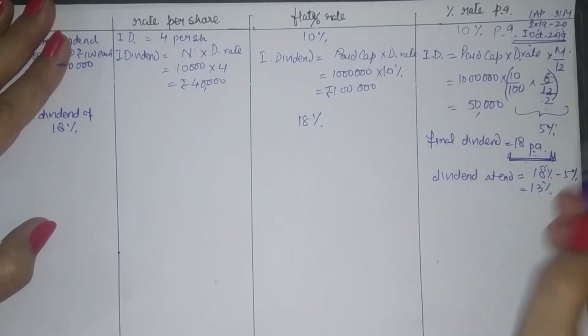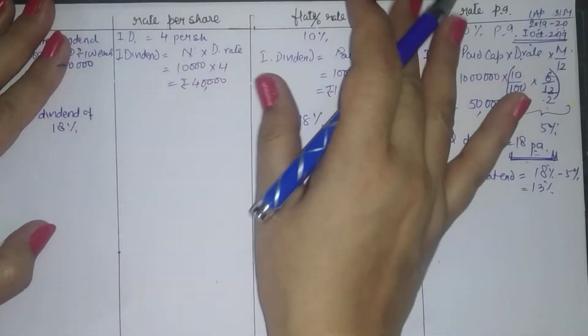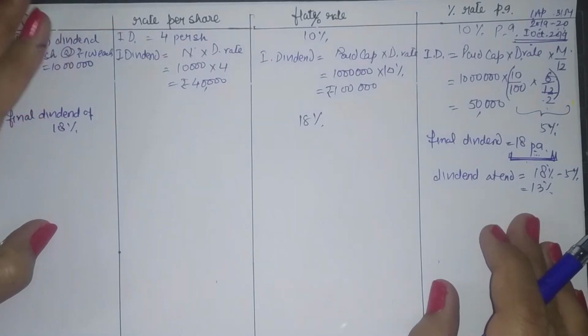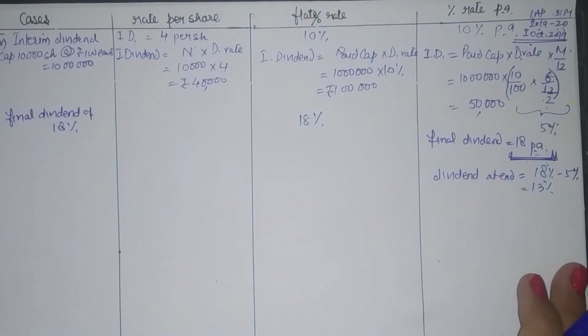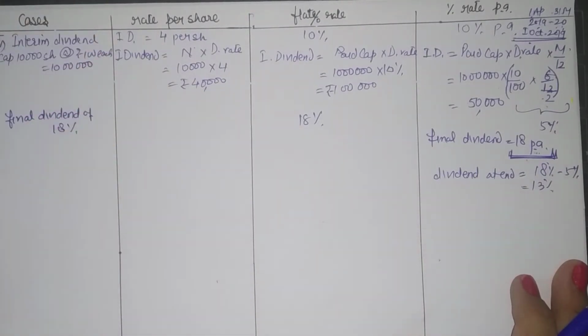Since 18% is per annum for the year, and during this year you have already given some dividend, your final dividend to be declared will be 13%. Sometimes when students are solving problems, they get confused as to when to deduct interim dividend and when to take the final dividend as it is. So just remember, we are to adjust final dividend for interim dividend when the per annum term is given, right?